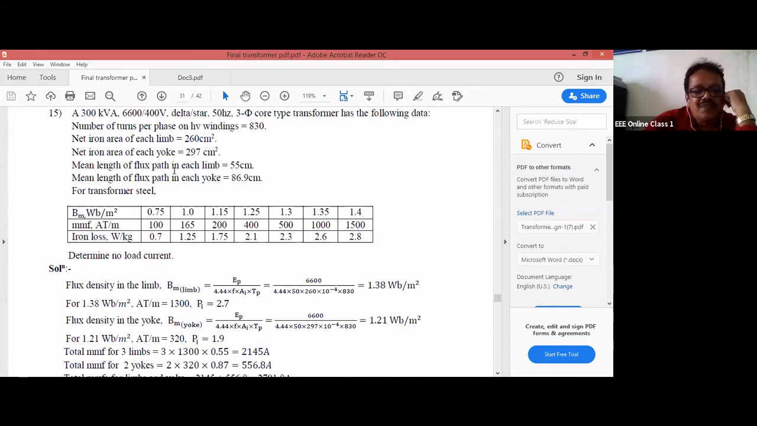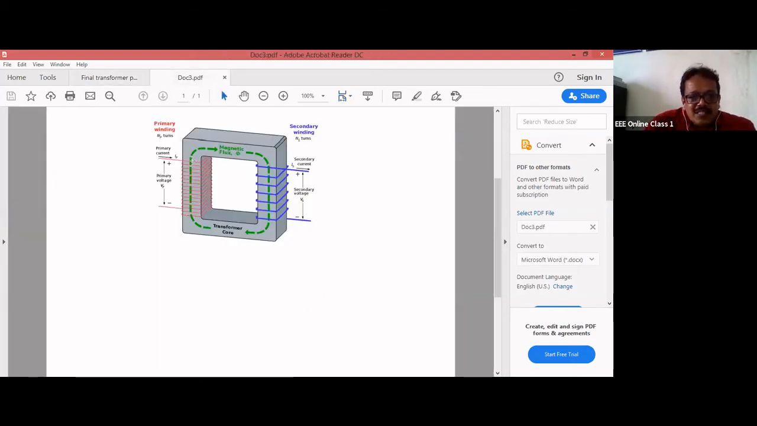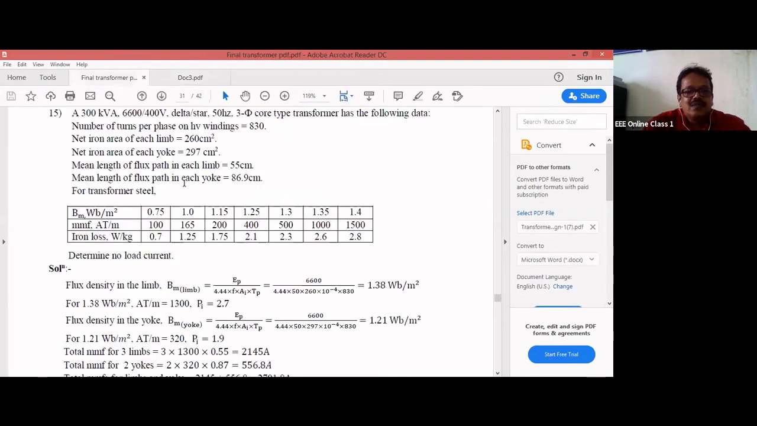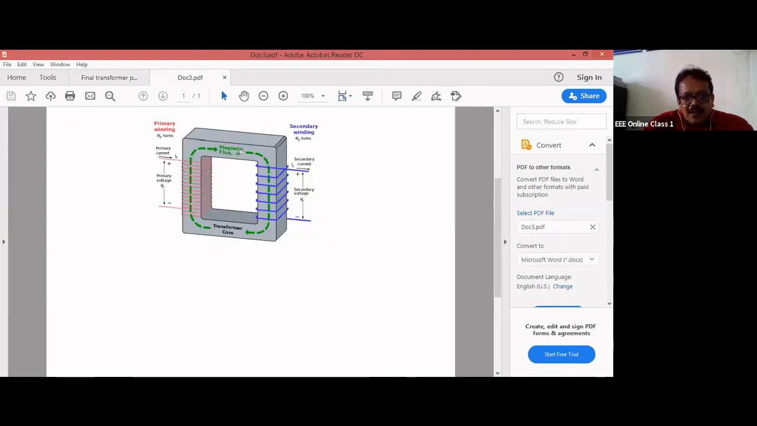And the mean length of the flux path in each limb is 55 centimeter. Mean length of this flux path in each limb is 55 centimeter, here 55 centimeter, and one more limb, here 55 centimeter. Likewise, the mean length of flux path in each yoke is 86.9 centimeter here, and one more for the bottom yoke, 86.9 centimeter.